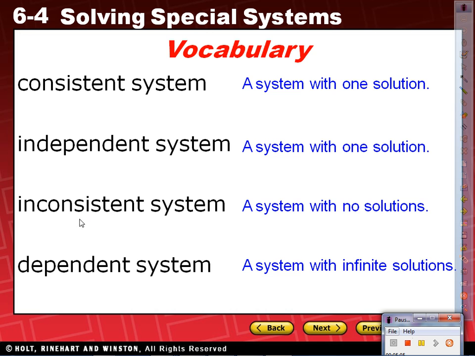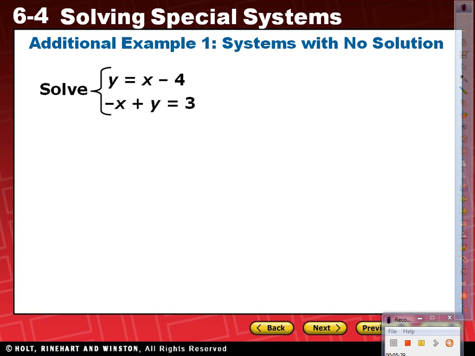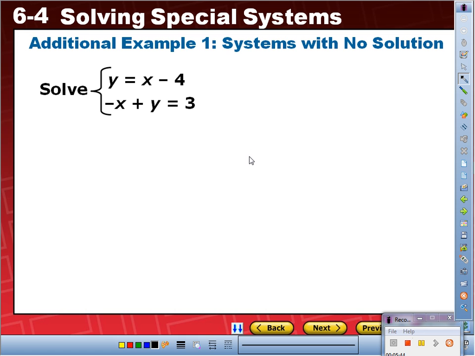So I'm going to give you an example of an inconsistent system. Copy this down, please, on your Cornell notes. Example 1: solve y equals x minus 4 and negative x plus y equals 3. Like I said, we already know how to do these. I'm just going to walk you through them. We're going to do them together.